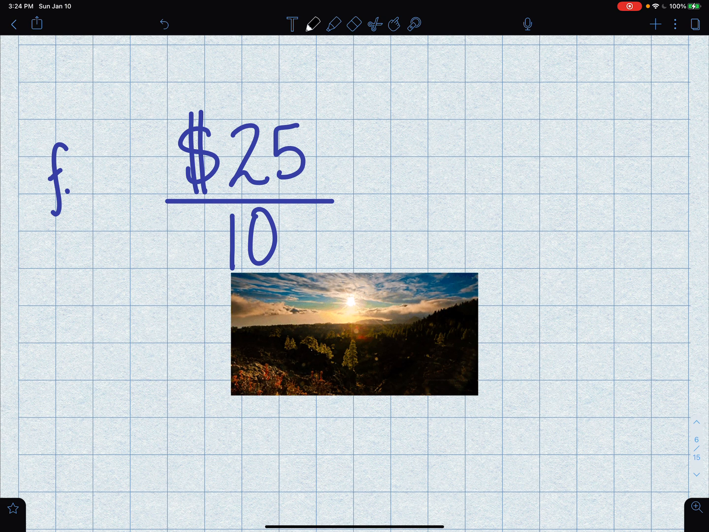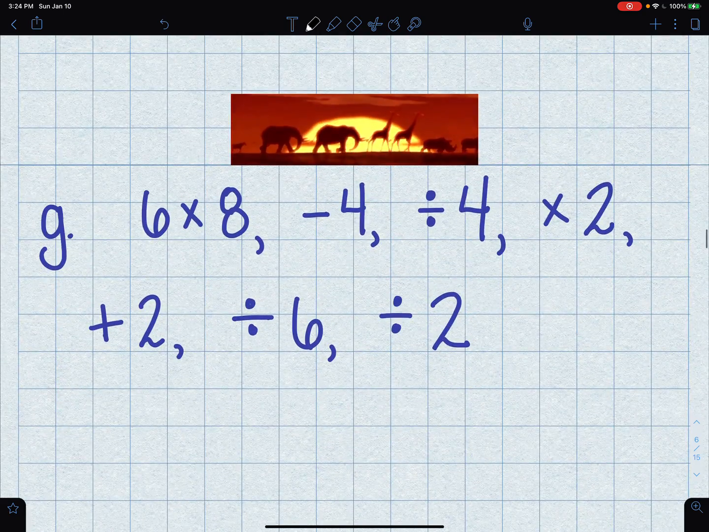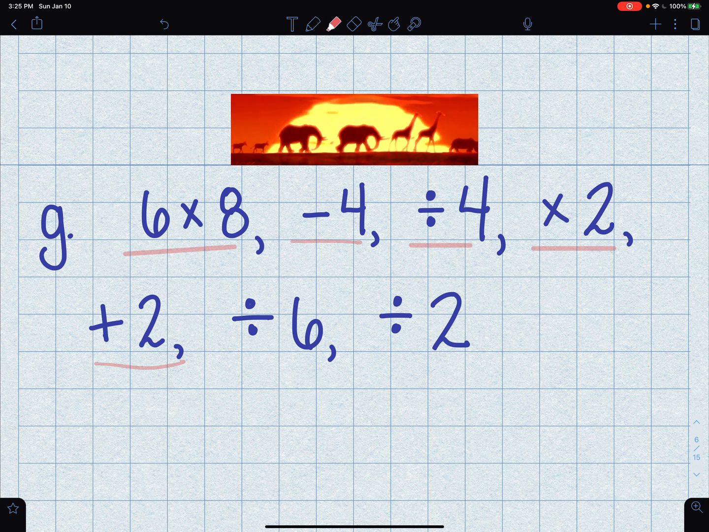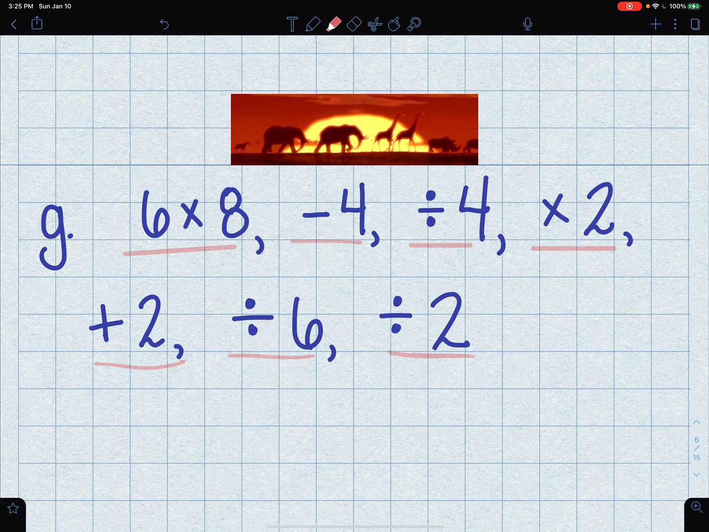Okay. G, we're going to start with the number 6 times 8. Then subtract 4. Divide by 4. Multiply by 2. Add 2. Divide by 6. And divide by 2.